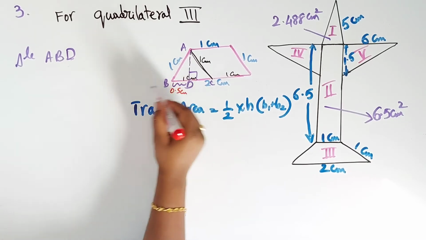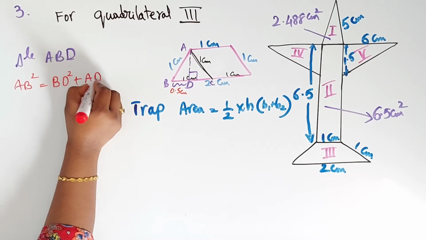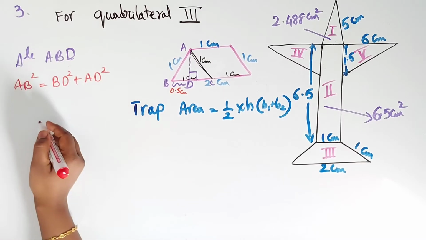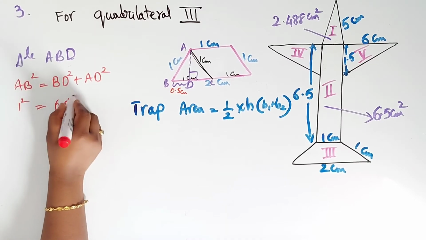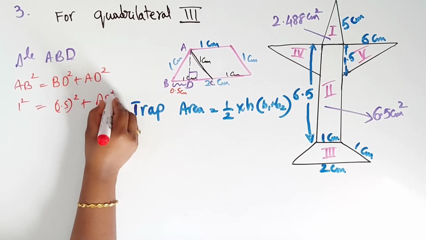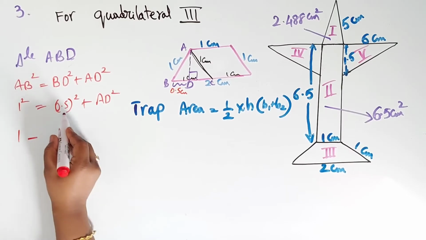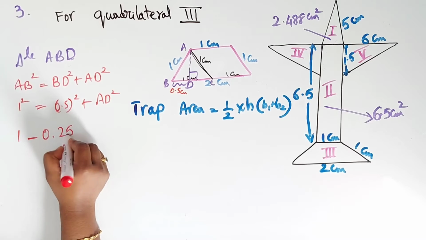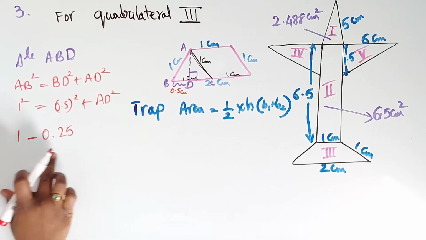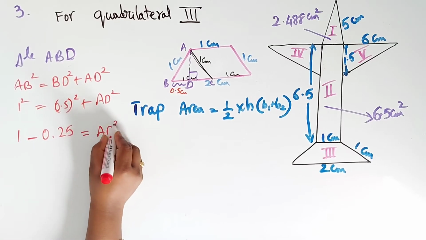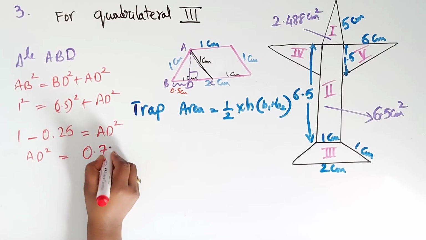So in triangle ABD, AB square is equal to BD square plus AD square. Right? Now we have to find out AD. Correct, children? AB square means 1 square is equal to BD square, 0.5 square, plus AD square, I am writing AD only. So 1 square means 1, minus this will go to the left hand side. 0.5 square means 0.25, children. If it goes to the left hand side, it is 1 minus 0.25, that is equal to AD square, right? Therefore AD square is equal to 1 minus 0.25, that is 0.75.